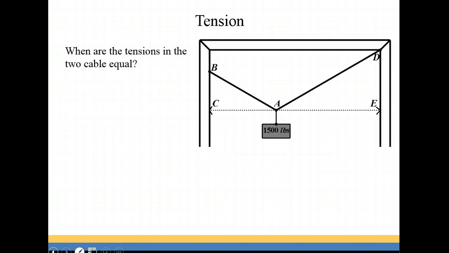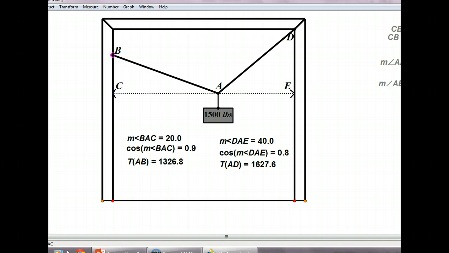The next thing that we want to do is find out where the tensions in the two cables are equal. So let's go to a dynamic drawing and try to answer this question. Okay, so here we are where we had angle BAC is 20 and angle DAE was 40. And these are our two tensions. Now we want to see where the tensions are equal. So we're going to move our point A along the horizontal and see what happens.